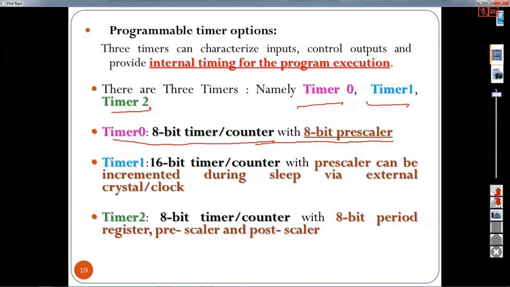Timer 1 is a 16-bit timer counter. It has a prescaler and can be incremented during sleep via an external crystal clock. This is the additional feature. And timer 2 is an 8-bit timer counter with an 8-bit period register, prescaler and post-scaler.